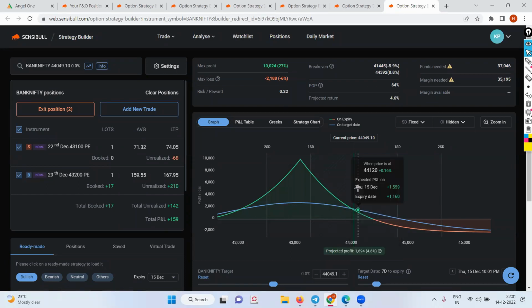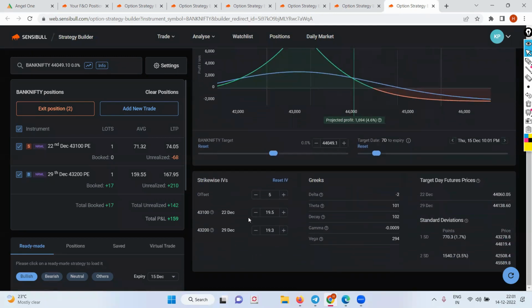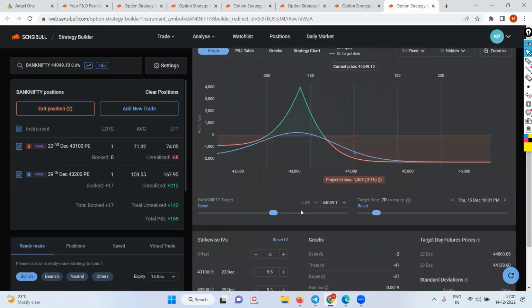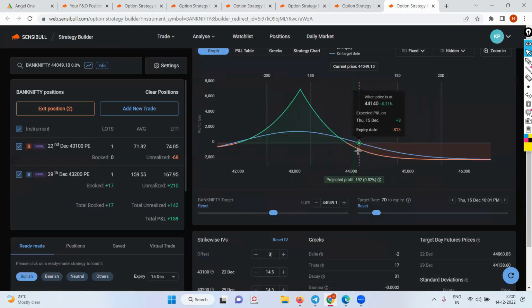The reason why I've deployed the put calendar spread is just to take the advantage of rising VIX. Now, if I add this minus 5, what will happen? My loss will be only 2,188. So now my bet is only to take the rising. Now, someone has asked me one question in my paid mentorship. What is the adjustment for this thing? Again, let me get you back to zero. Correct. What is the adjustment?